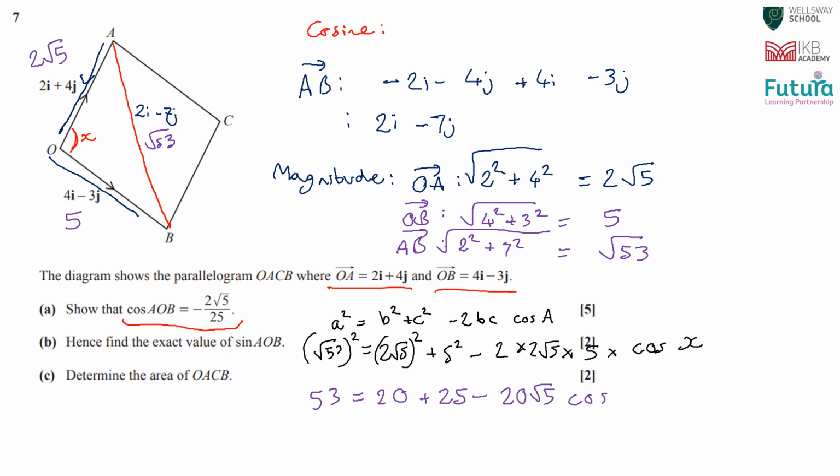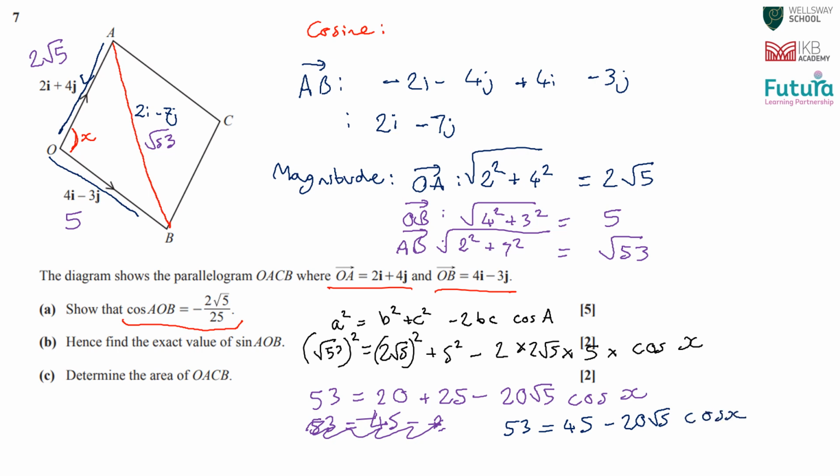cos x, like that. We can solve this a little bit more, so we're going to get 53 equals 45 minus, I can't write anymore, my pen's gone weird. Let's just write this out again. So what we're going to get is 53 equals 45 minus 20 root 5 cos x.